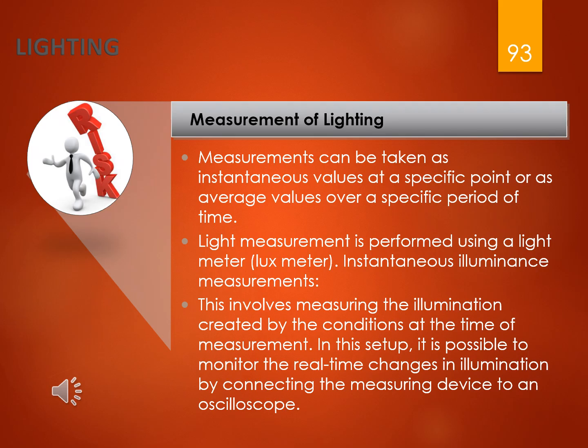Measurement of lighting. Measurements can be taken as instantaneous values at a specific point or as average values over a specific period of time. Light measurement is performed using a light meter, or lux meter. Instantaneous illuminance measurements involve measuring the illumination created by the conditions at the time of measurement. In this setup, it is possible to monitor the real-time changes in illumination by connecting the measuring device to an oscilloscope.